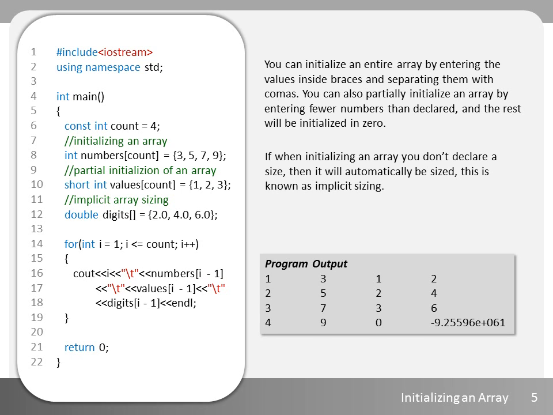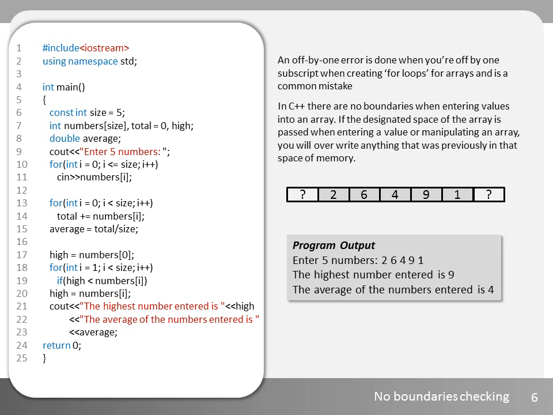In this program, we're going to practice doing different algorithms. First, we're going to enter 5 numbers, and then we're going to find the average number entered. On line 6, I entered a const integer variable called size and initialized it with 5. Then I declared 3 integer variables, an array called numbers with a size declarator of 5, another variable called total initialized to 0, and a third called high. Next, I declared a double variable called average.